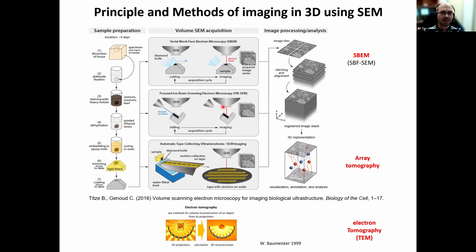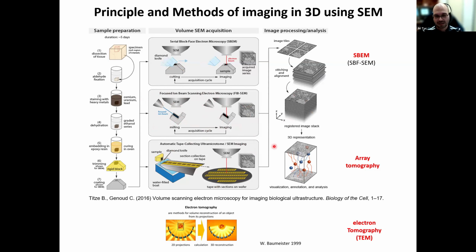The other possibility is focused ion beam, so you don't have the knife in there, but you have the focused ion beam, and you are using that for milling the layers in your sample. So that's available through our node as well, but not in our lab, so I won't be talking about that.